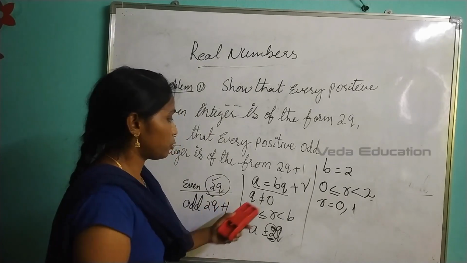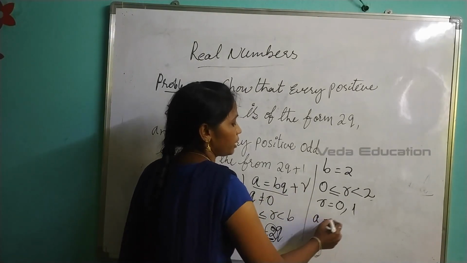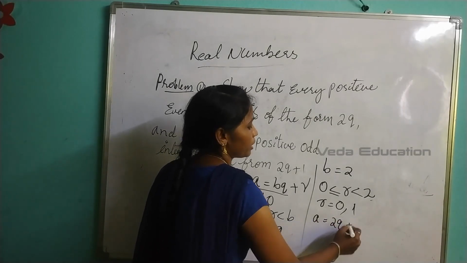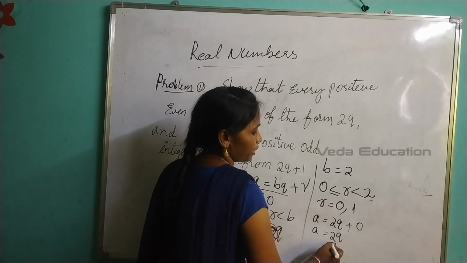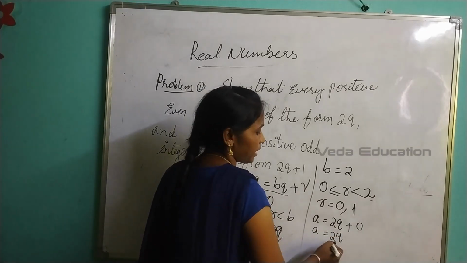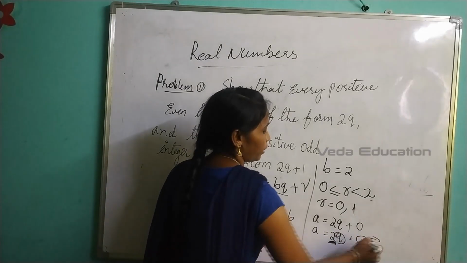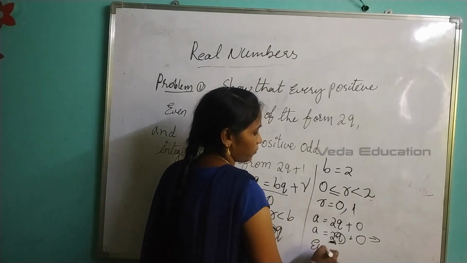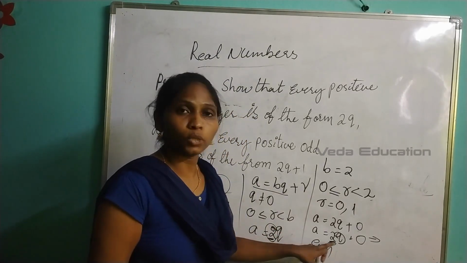Now if you substitute 0 in place of r, what is b? 2. And what is r? 0. So a equals 2q. What is the divisor here? 2. So a is exactly divisible by 2, and we got 0 as the remainder. So it is an even integer. We learned that even integers are exactly divisible by 2.